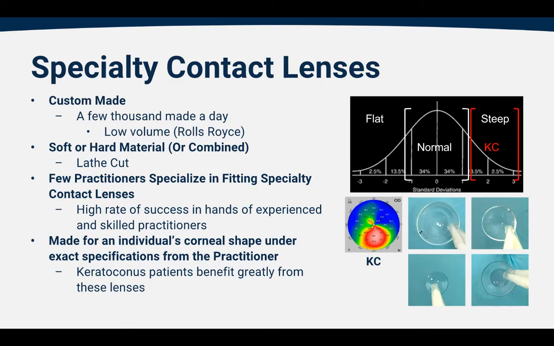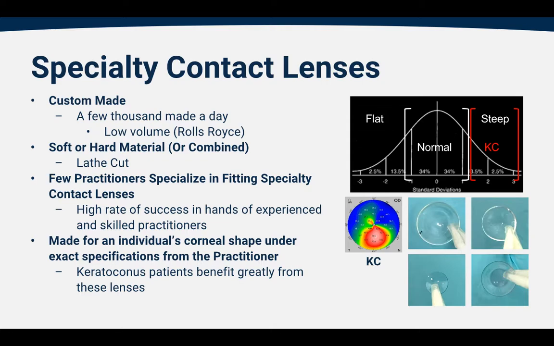These lenses can be made in hard or soft lens materials, and those materials can even be combined to create a hybrid lens. These lenses are lathe cut, and that process is a subtractive manufacturing process where material is scraped away from a material blank until the final contact lens shape is achieved.